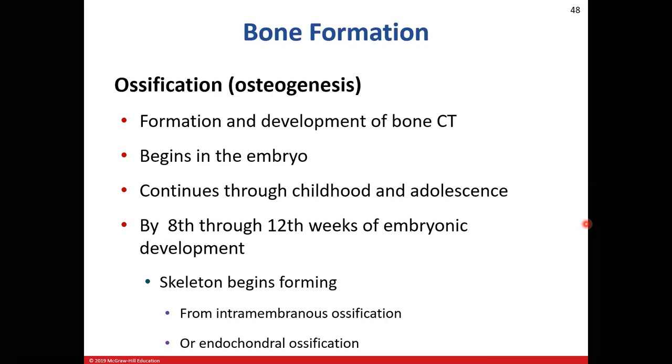And there will be some continuing of this growth through adulthood, and we'll talk about what that type of growth actually is. We'll typically see this begin by the 8th through the 12th weeks of embryonic development, and this is where we start to see the skeleton begin forming. Now, it does this through a process of intramembranous ossification. We also have a second type called endochondral ossification. So two different types of bone formation, and we'll talk about both of those.